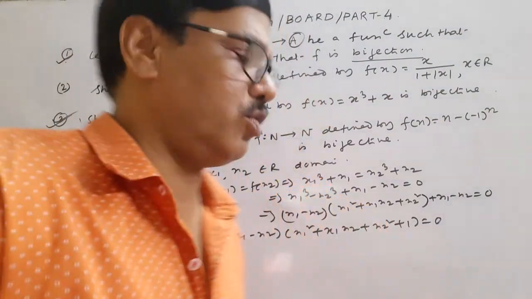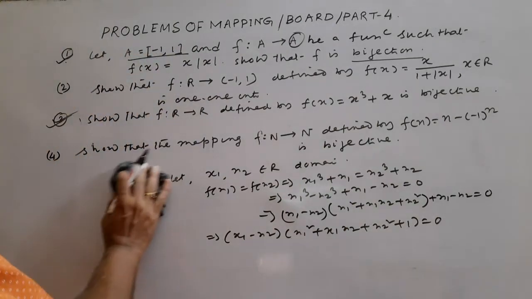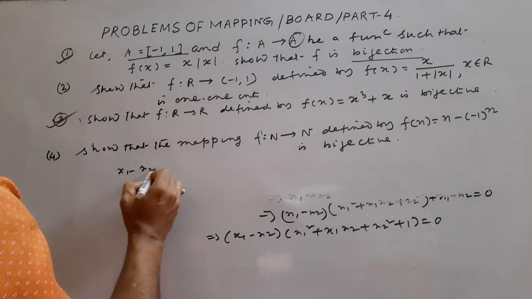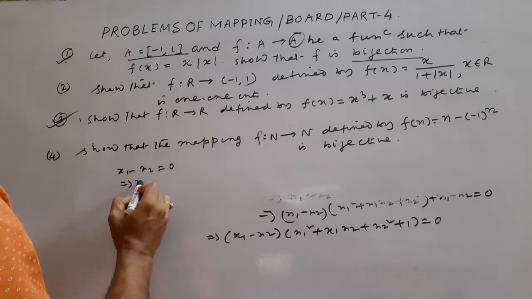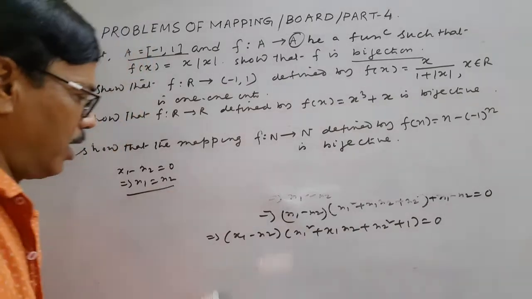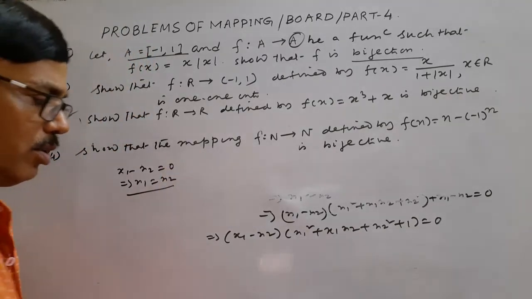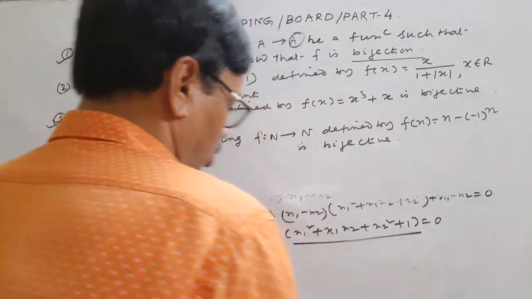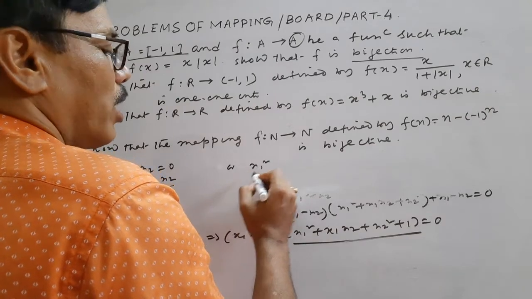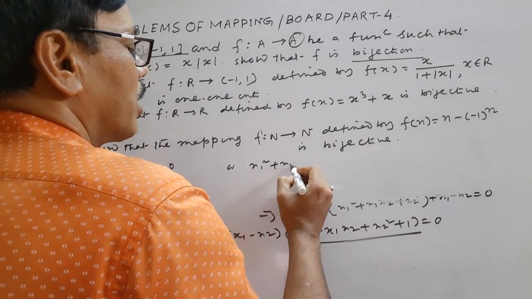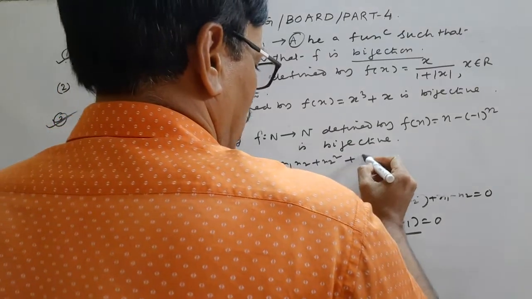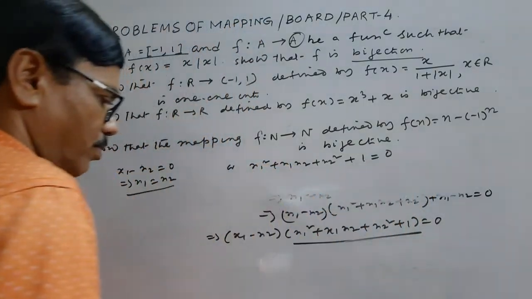Then we are getting two options. What are the options? x1 minus x2 equals 0. This implies x1 equals x2. Now, to make it one-one, you have to prove the other factor is non-zero. Or x1 square plus x1 x2 plus x2 square plus 1 equals 0.